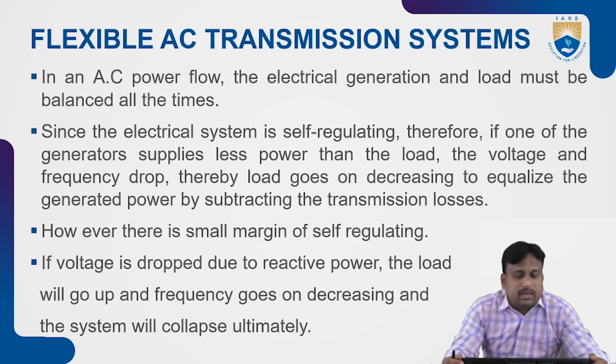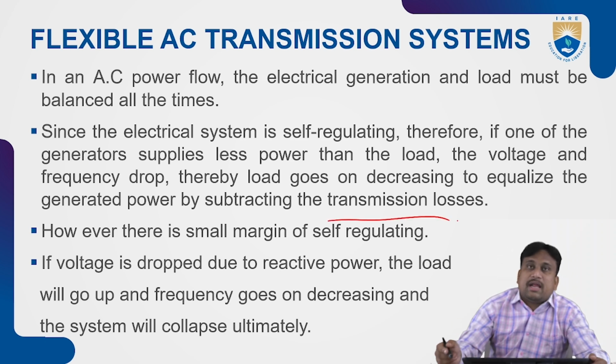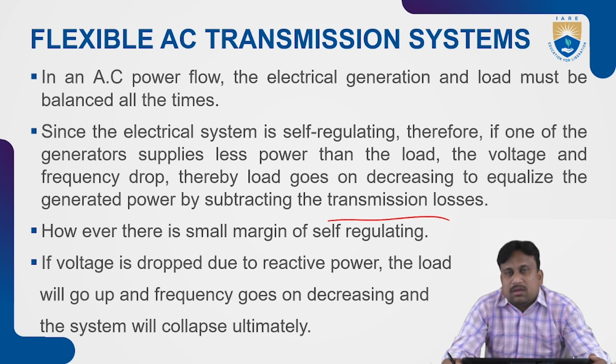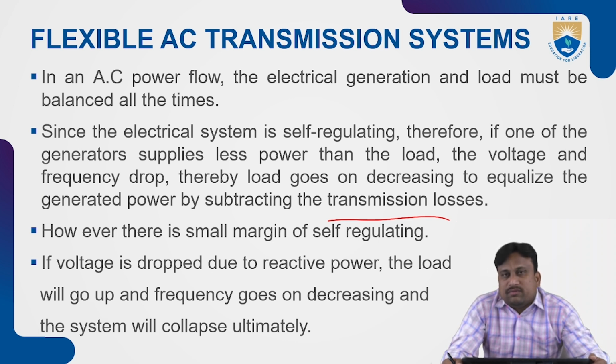Usually in an AC power system network, generation and load must be balanced at all times. If not balanced, we cannot reach the specifications of the load requirements. Electrical systems are supposed to be self-regulating, so if one of the generators supplies less power than the load, voltage and frequency drop, and the load decreases to equalize the generated power by subtracting the transmission losses.